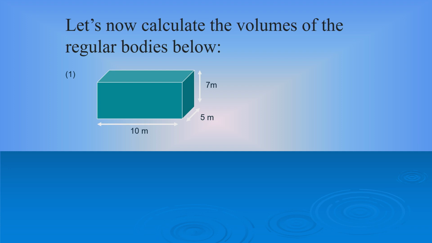Let's tackle some exercises. In the first diagram, we have a cuboid of length 10 meters, width 5 meters, and height 7 meters. Let's calculate its volume. Do you get 350 meter cube? Good.